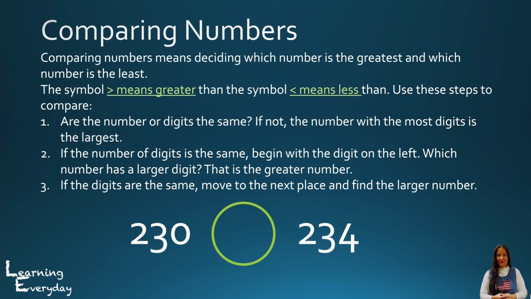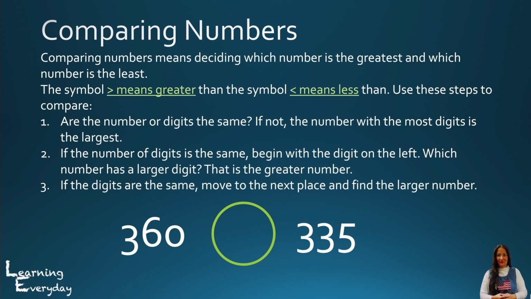Here we have, on the left, 230. On the right, we have 234. 230 is less than 234.